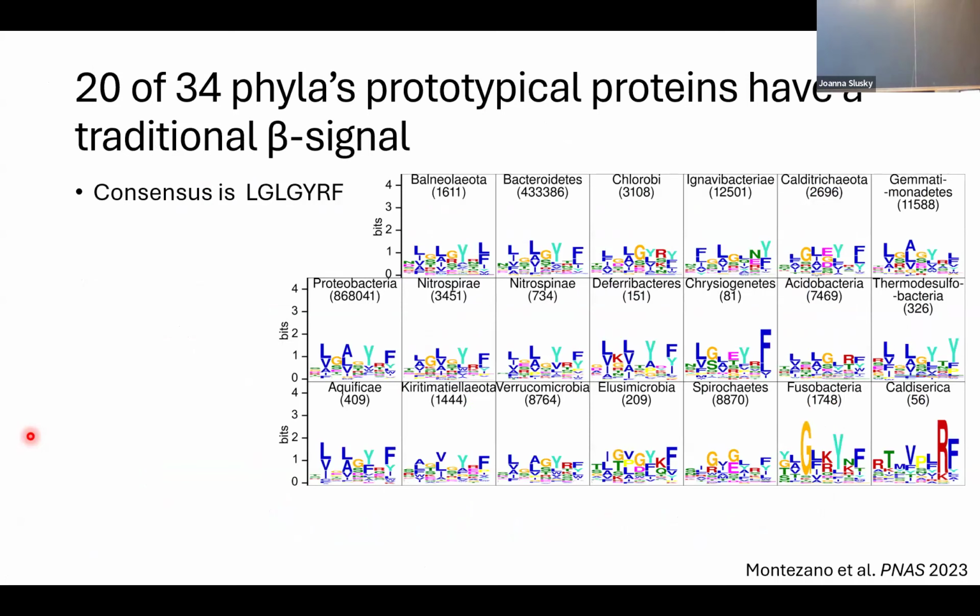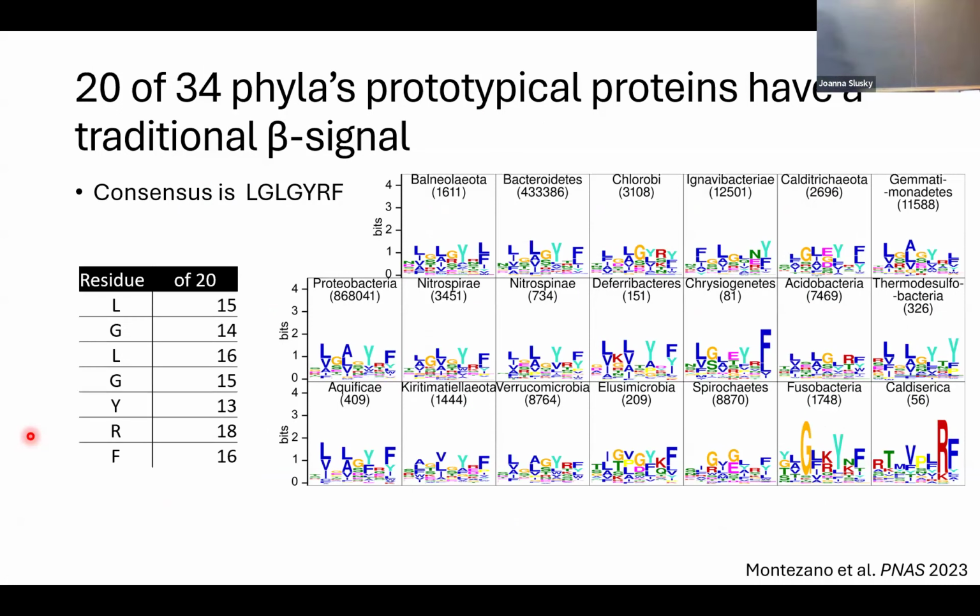20 of the 34 phyla's prototypical proteins have a very traditional beta signal in the prototypical barrels. And the consensus for that, we would say, is LGLGYRF. So you can see LGLGYRF over and over again. Sometimes L is a little bit more preferred, but ultimately, out of 20, this is the probability that you're getting any given one of those letters. So it's working out really well.